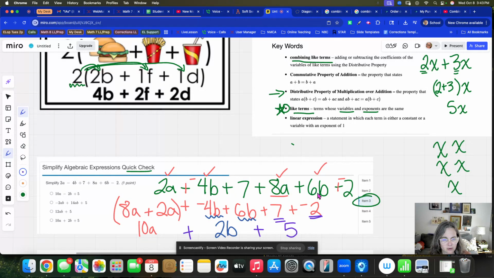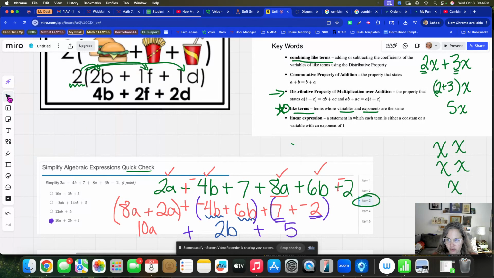Okay, so that's using the, sorry, I associated these two and then I associated these two. The commutative property says I can write them in any order I want. The associative property says that I can add them two at a time, any two that I want together. So I chose to associate the ones that were the like terms, the same variable. They were both burgers or both fries or both drinks.